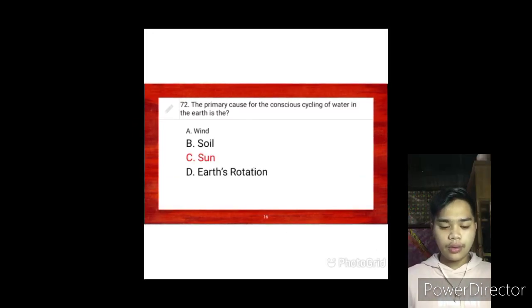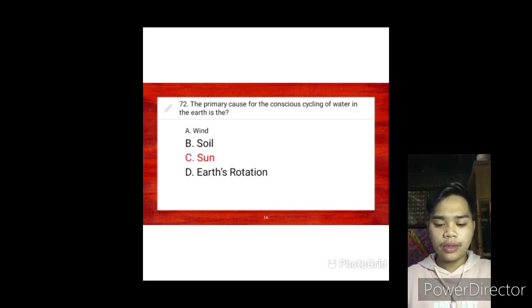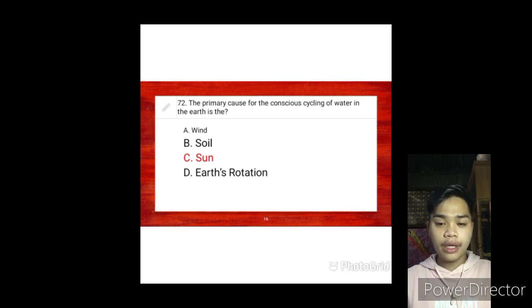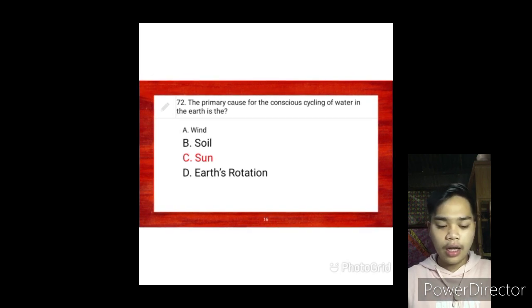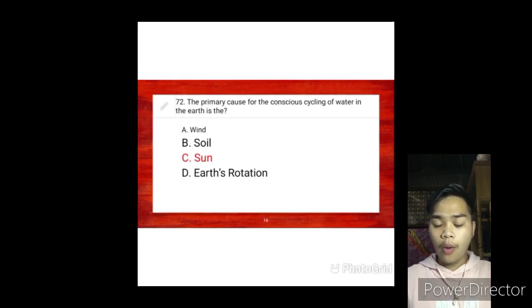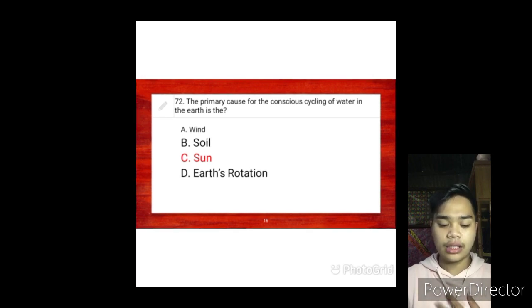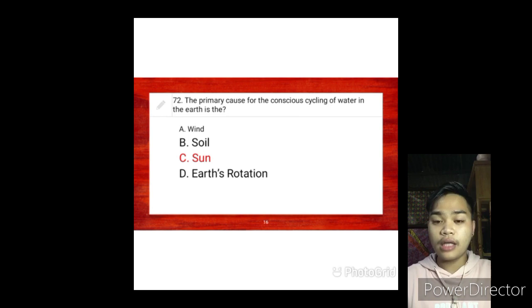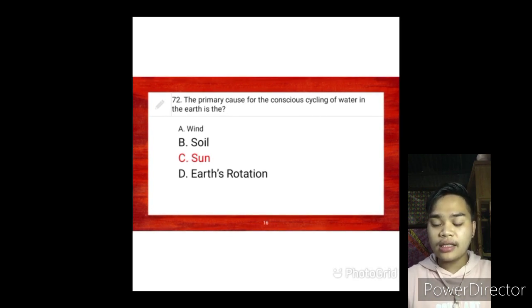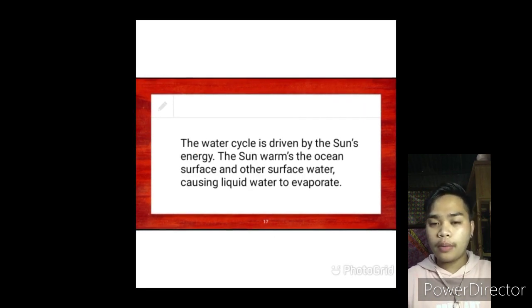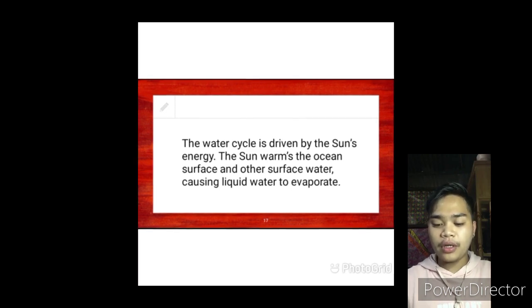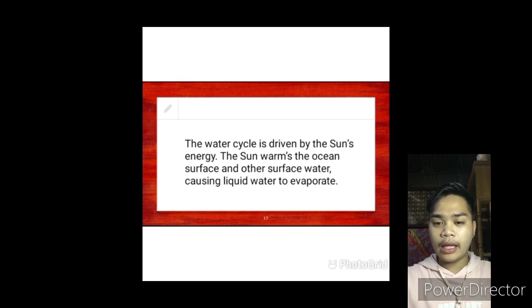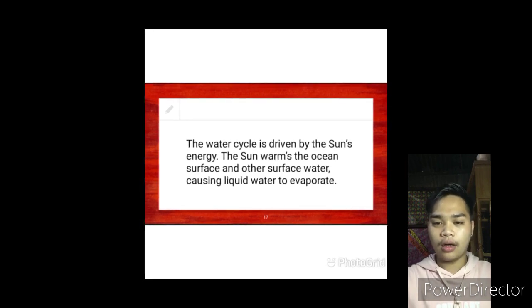So number 72, the primary cause for the continuous cycling of water is the blank. Letter A, wind, letter B, soil, letter C, sun, letter D, earth's rotation. So my answer is letter C because the water cycle is driven by the sun's energy. Again, sun's energy. So the sun warms the ocean surface and other surfaces of water, causing liquid water to evaporate. And that's the beginning of the water cycle.